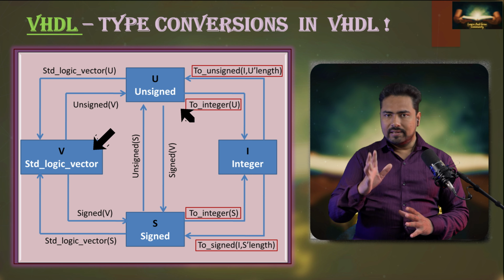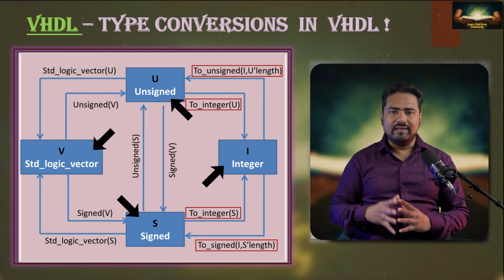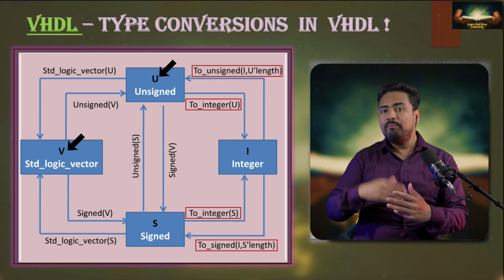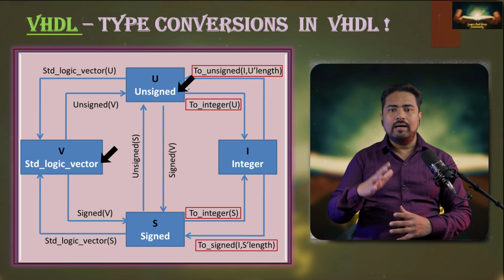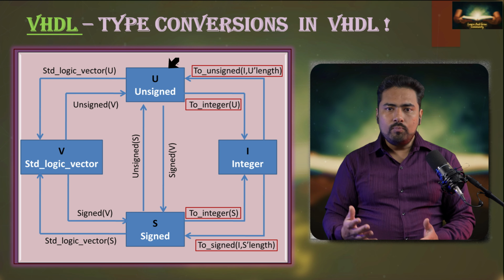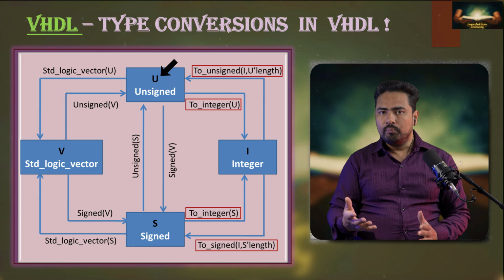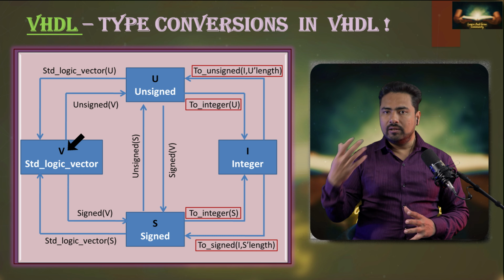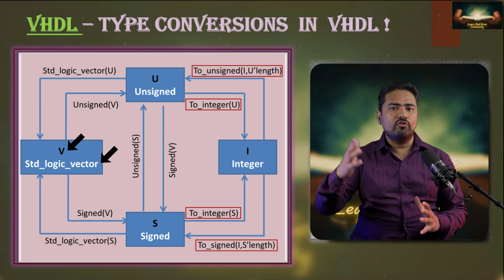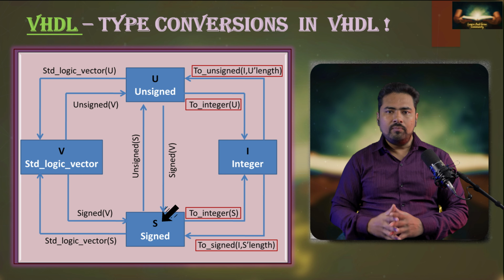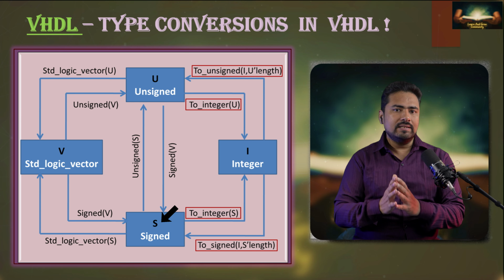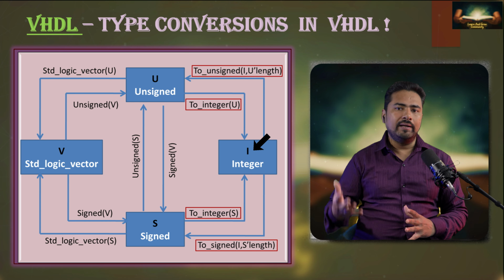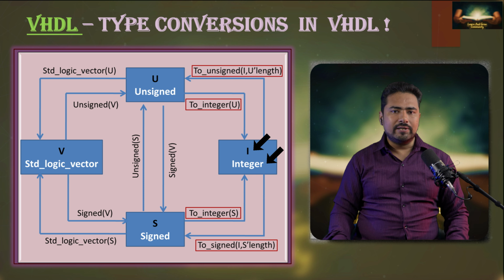Each box here in this diagram represents a signal. Black text is a signal name marked with a bold black color, and the white text are the data types. At the top block, we see signal U. This is unsigned type data. On the left, we have signal V, which is std_logic_vector type. At the bottom, we have signal S. This is signed data type. And at the right, we have signal I. This is integer type data.